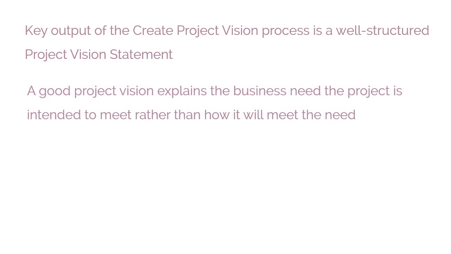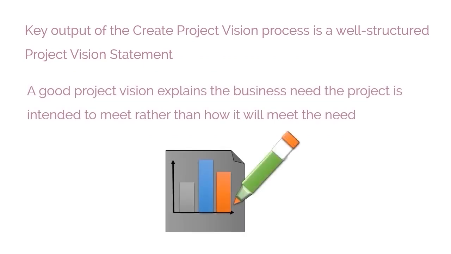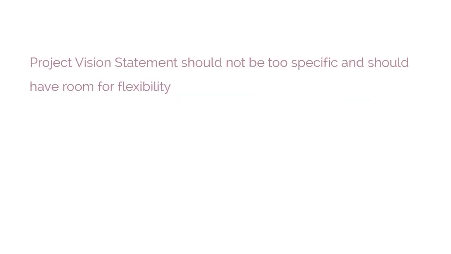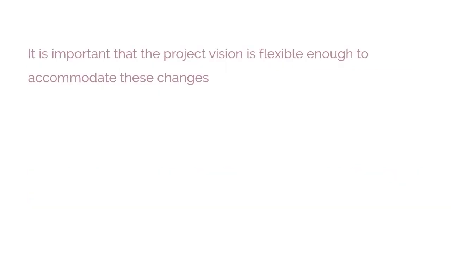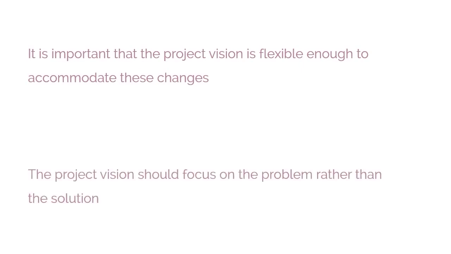Project Vision Statement. The key output of the Create Project Vision process is a well-structured project vision statement. A good project vision explains the business need the project is intended to meet, rather than how it will meet the need. The project vision statement should not be too specific and should have room for flexibility. It is possible that the current understanding of the project may be based on assumptions that will change as the project progresses. So it is important that the project vision is flexible enough to accommodate these changes. The project vision should focus on the problem rather than the solution.